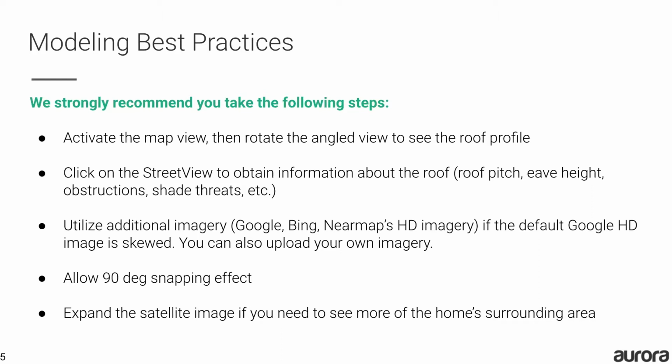As you begin to outline a roof, you'll notice that an orange dotted line will appear and you'll want to follow that as your guide. This orange dotted line creates a 90-degree snapping effect when outlining the roof perimeter. And then lastly, you'll have the ability to expand the satellite imagery in case you need to see more of the home's surrounding area by simply double-clicking in the black area outside of the imagery.